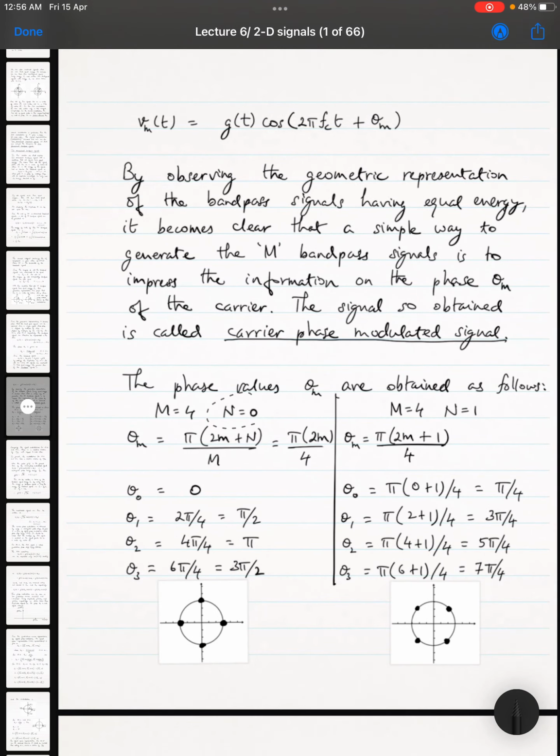And as I said earlier, we can choose the value of N equal to 0 or 1, it doesn't matter. If we choose 0, we get a certain constellation, and if we choose N equal to 1, we get a different constellation. But if you compare the two constellations, you will notice that the second constellation is a rotated version of the first constellation. And how much is the rotation? The rotation is pi by M. So compared to this constellation, the constellation on the right hand side is rotated by an angle of pi by 4, since we have M equal to 4 here. So if you rotate this constellation by pi by 4, you get this constellation on the right hand side. So the constellation for N equal to 1 can be obtained by rotating the constellation for N equal to 0 by an angle of pi by M in general, in this case pi by 4.